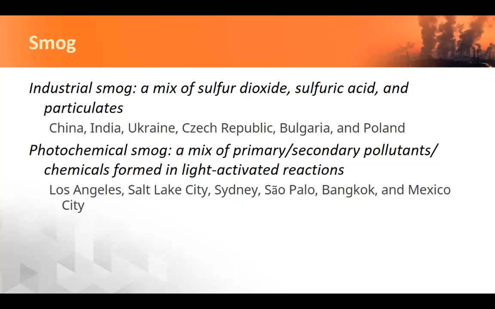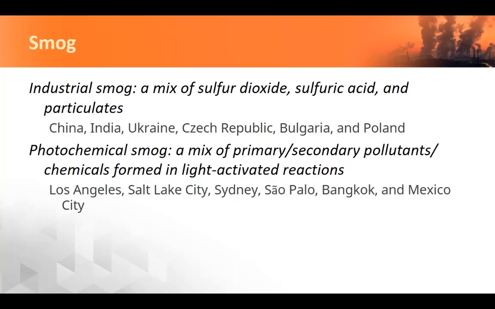Okay, so you get the basic idea of how smog works. So we have these two types of smog. We have industrial smog, which is a mix of sulfur dioxide, sulfuric acid, and particulates. This is very common in places like China, India, Ukraine, Czech Republic, Bulgaria, and Poland. And then you have photochemical smog, which is a mix of primary and secondary pollutants, chemicals formed in light-activated reactions in places like LA, Salt Lake City, Sydney, Sao Paulo, Bangkok, and Mexico City.